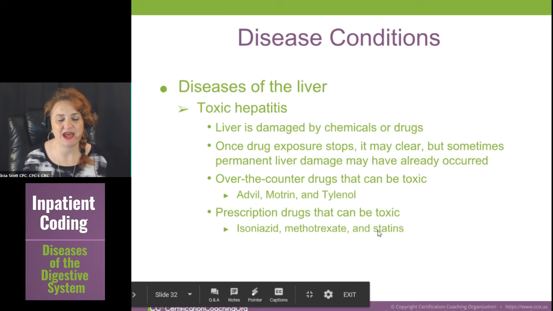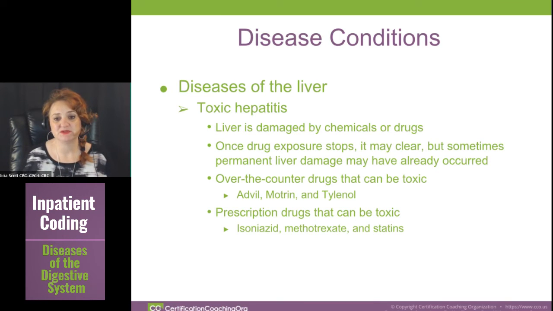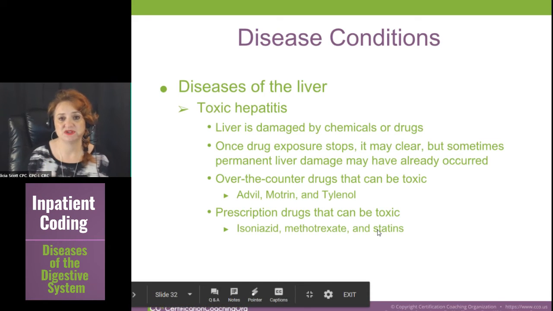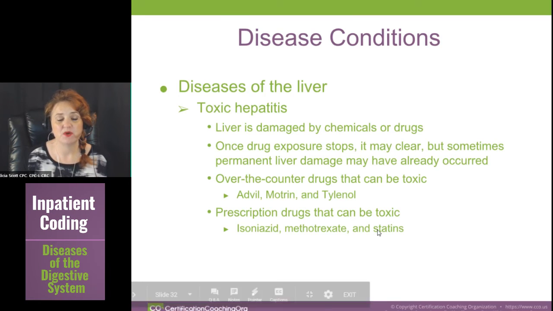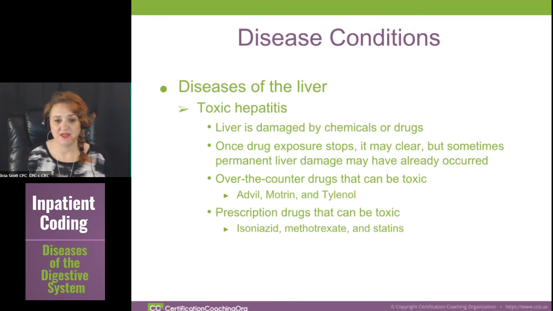Toxic hepatitis, that means that the body's been exposed to some chemical or drug that's actually damaged the liver and then resulted in the liver being inflamed. Once that drug is taken away, then the hepatitis goes away. But sometimes it leaves permanent liver damage. Have you ever seen a beef liver? It's very, very soft. The tissue is dark, bright, burgundy colored, but it's so soft that it's very easily damaged.